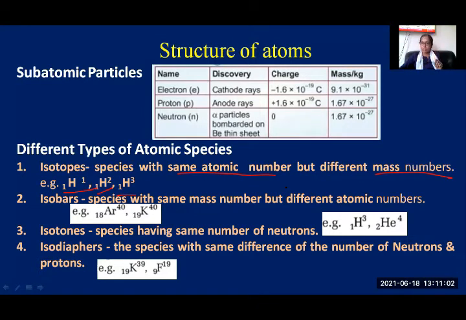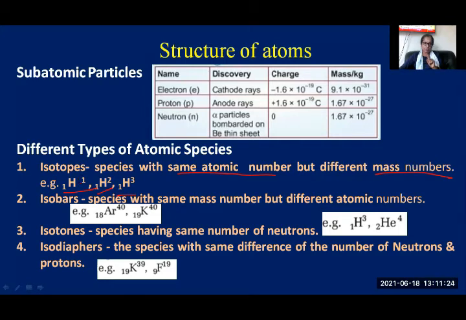And what is the atomic number? The atomic number is the number of protons. So the atomic numbers will be the same, right? So all these three species have proton. How many protons? One proton. So they have the same atomic number, but the mass number will be different.